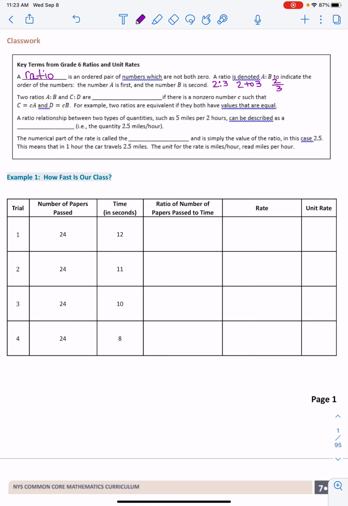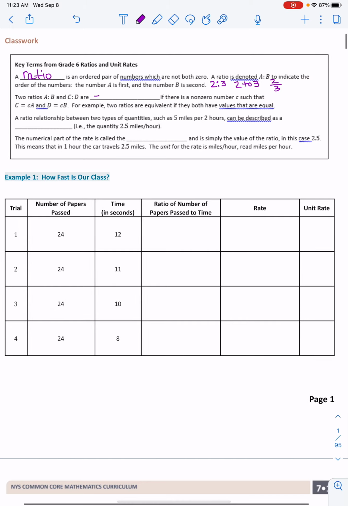Two ratios, A:B and C:D, are equivalent if there is a non-zero number, c, such that C equals cA and D equals cB. For example, two ratios are equivalent if they both have values that are equal. For example, 1/2 is equal to 2/4 because 2/4 can simplify to 1/2.